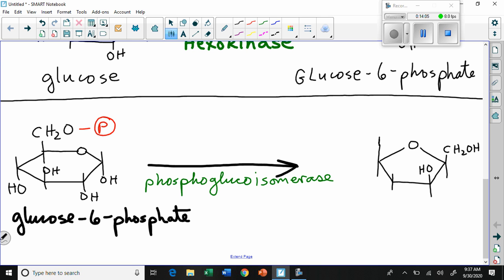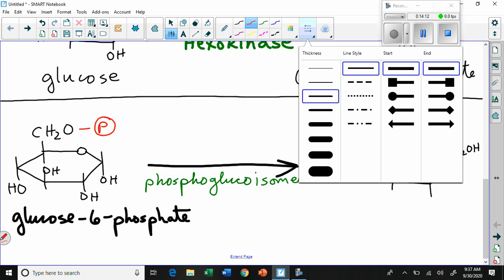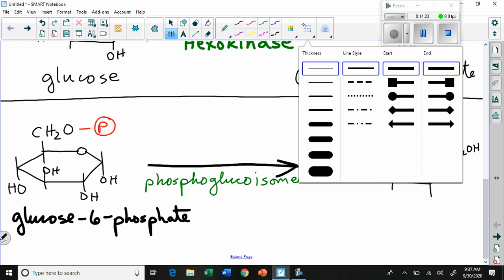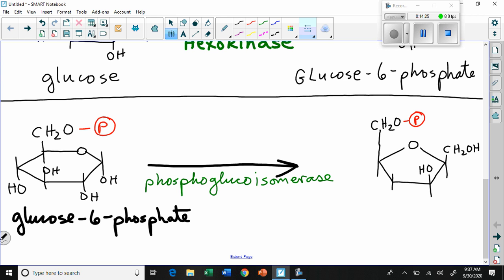CH2 up here. So typically we'll make this a little bit longer. CH2O, but it's not CH2OH because it has the phosphate still attached. There's our phosphate still attached. And I forgot an OH down here on this side. And the OH over here on this side, and that should complete the picture. And this is called fructose 6-phosphate.